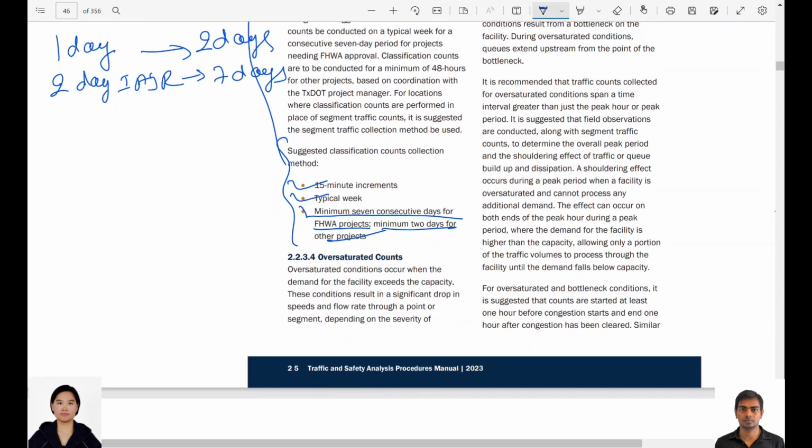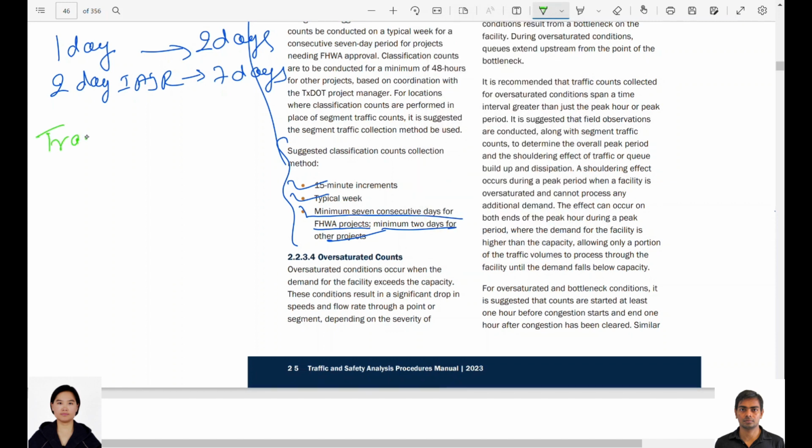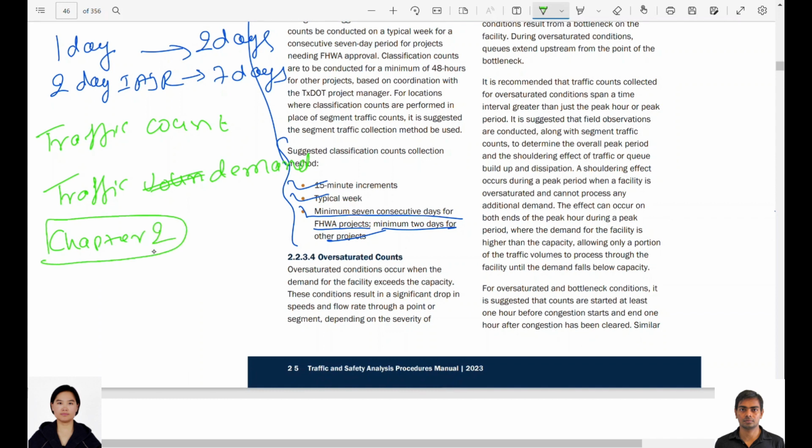Oversaturated count. This is an important discussion about the difference between traffic counts and traffic demand. If you want to know the difference between traffic count and traffic demand, please refer to one of our videos, "Traffic, not volume demand," in chapter 2 of the series Fundamentals of Traffic Operations.